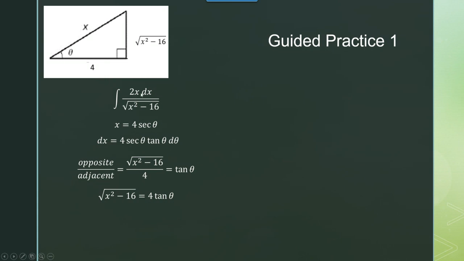I know what x gets replaced with, what dx gets replaced with, and what the root gets replaced with. So if I come over here, I brought the 2 out front, and then x was replaced with 4 secant theta, dx is replaced here, and the root is replaced at the bottom. At this point, if you've done your substitution correctly, you should always get some kind of simplification going on here.